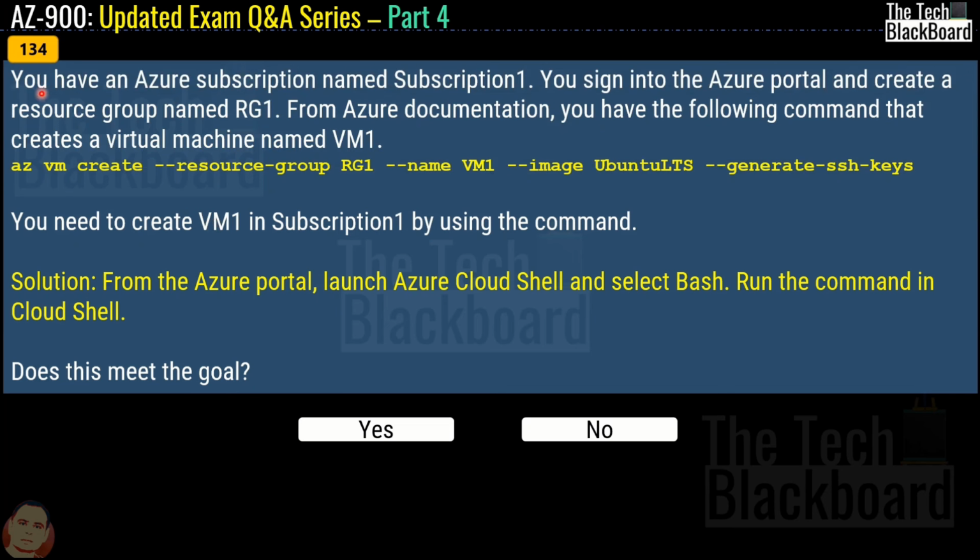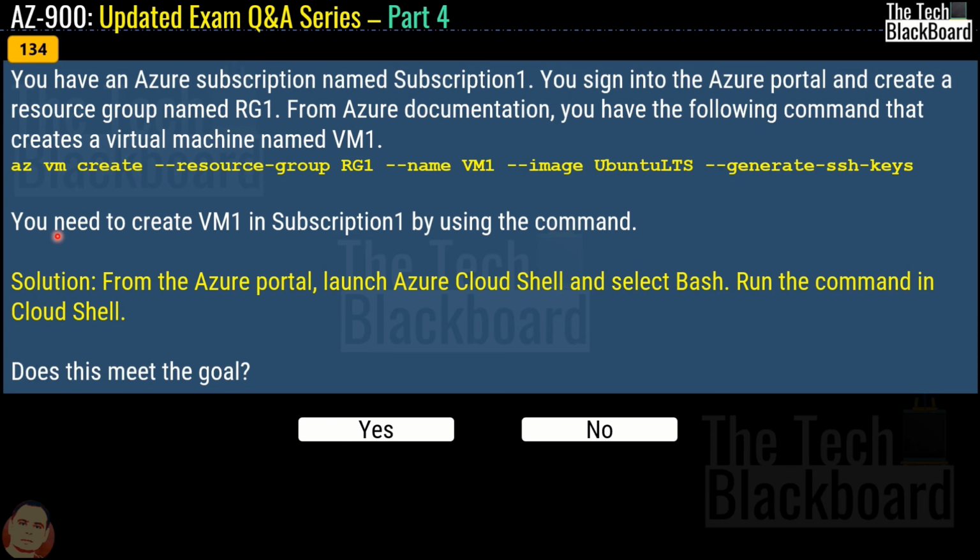And the question says that you have an Azure subscription named subscription 1. You sign into Azure Portal and create a resource group named RG1. Now from the Azure documentation, you have the following command that creates a virtual machine named VM1. And this is the command. You can see this command.